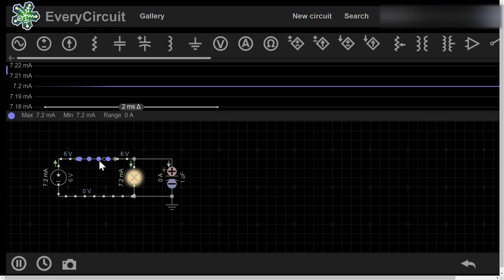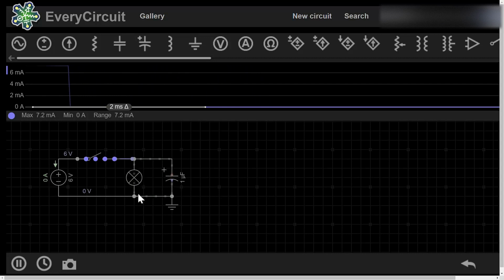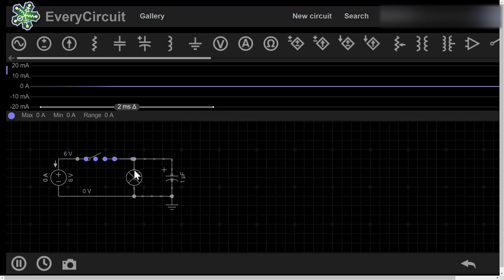Now I open the switch and you can see the capacitor discharging through the lamp. The lamp just now lit up, then slowly faded out. Once it's fully discharged, you can see the lamp will be dim, and after that it will not light up.